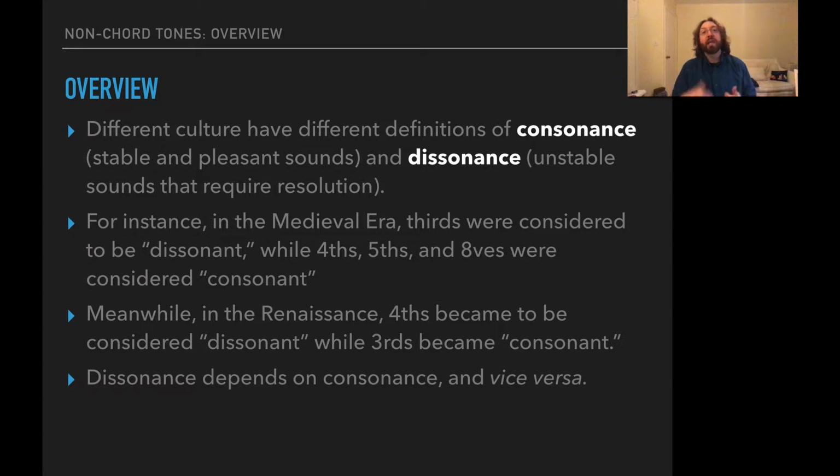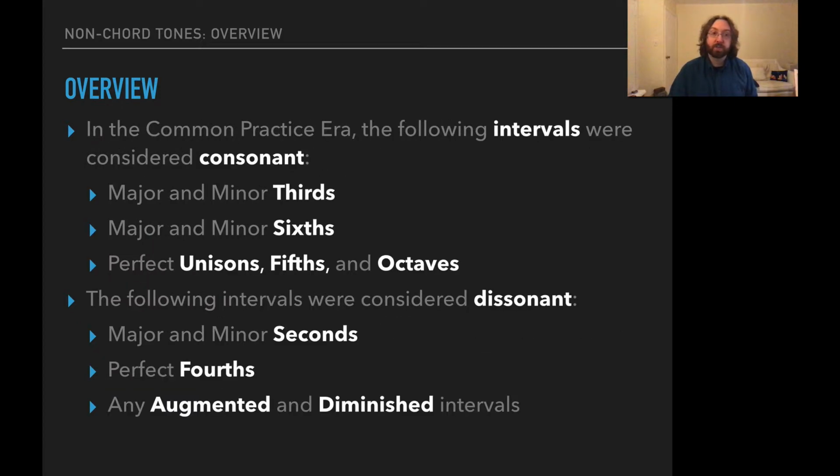For instance, in the medieval era, thirds were actually considered dissonant, while fourths, fifths, and octaves were considered consonant. Meanwhile, once we get to the Renaissance, fourths became dissonant and thirds became consonant. Dissonance depends upon consonance and vice versa.